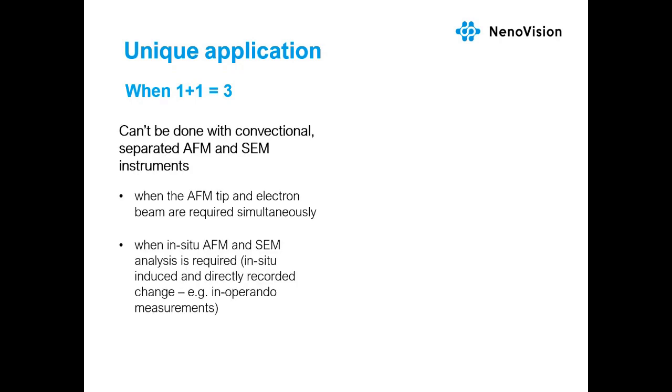How do we describe that? First of all, there are experiments or applications which cannot be done on separated AFM and SEM instruments at all. For example, applications where both the AFM tip and electron beam are used and required simultaneously. Or, for in-situ AFM and SEM analysis, you might induce some interaction and directly record the changes by the AFM or other techniques. So for in operando measurements, there is no other way to do that without AFM and SEM.